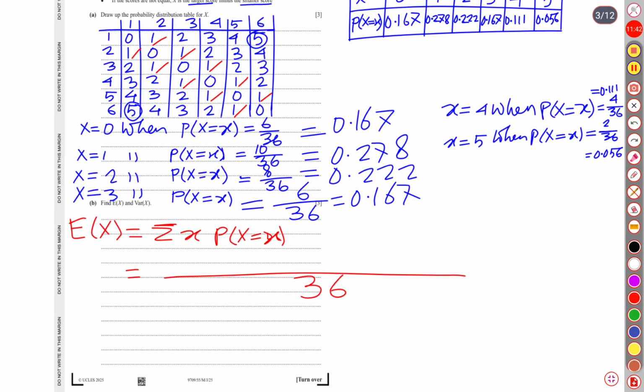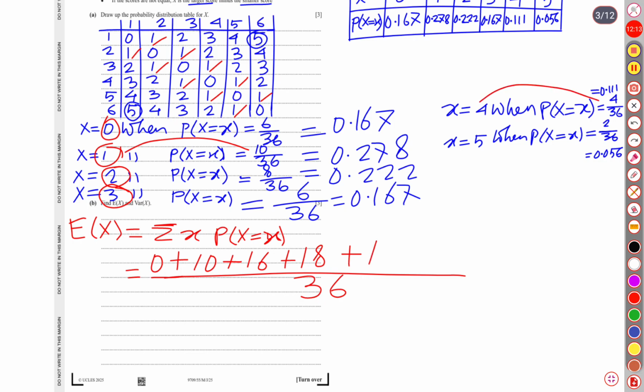Now if we multiply by x, the first one is x is 0. By 0, if we multiply, it is going to be 0. Then by 1, if we multiply 10, it is going to be 10. Then by 2, if we multiply 8, it is 16. After that, x is 3. By 3, if we multiply 6, it is 18. Then x is 4. If 4 multiplies 4, it is 16. Finally, x is 5. If 5 multiplies 2, it is 10.